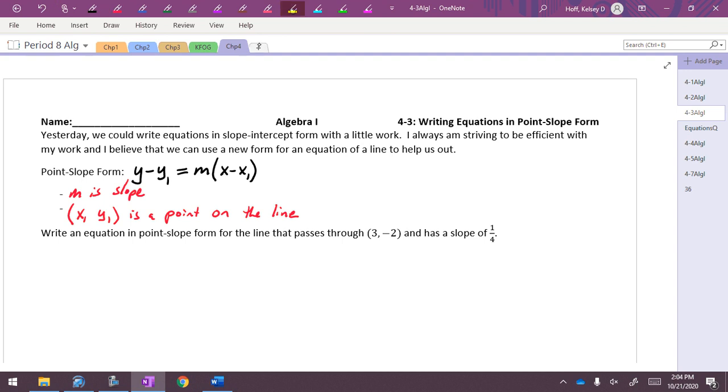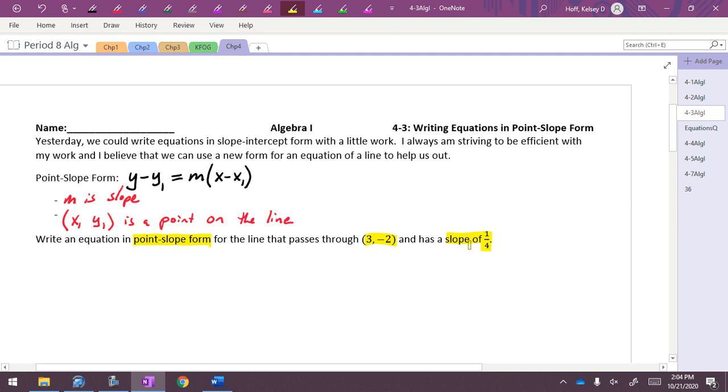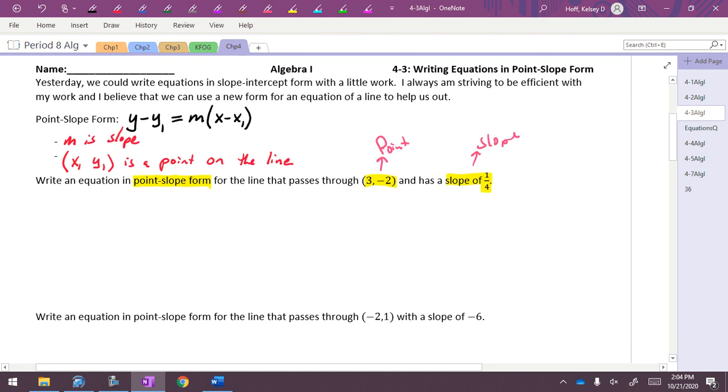So it says write an equation in point slope form for a line that passes through (3, -2) and has a slope of 1/4. The final answer needs to be in point slope form. Well, they give us a point and the slope. We can start right away with our point slope form. Write it down so you can memorize this. y minus y1 equals m times (x minus x1) in parentheses.